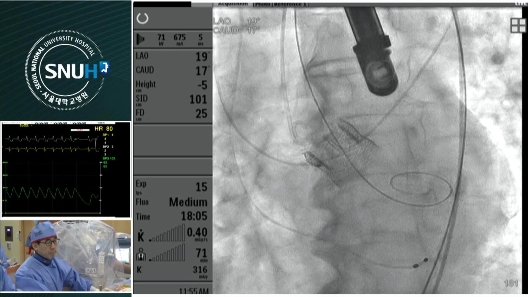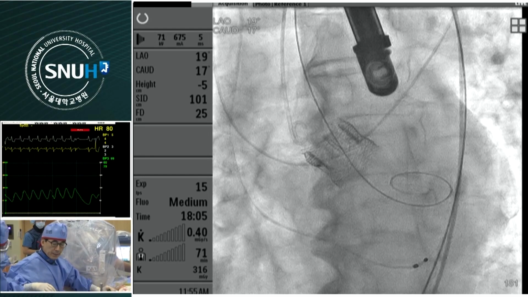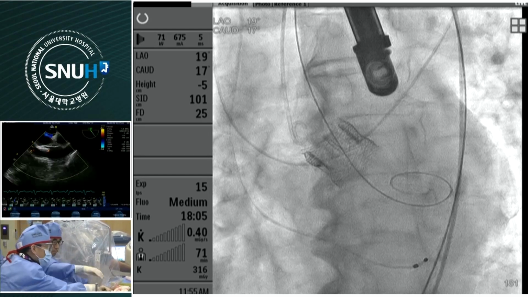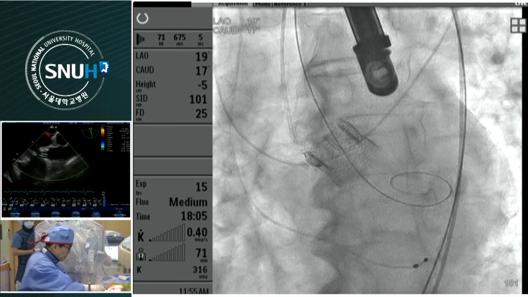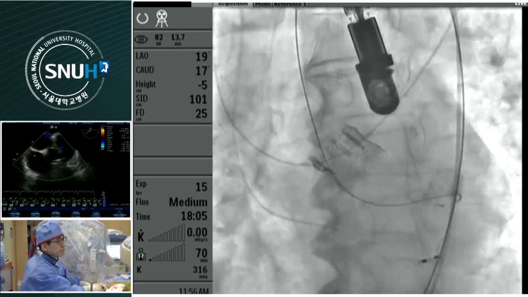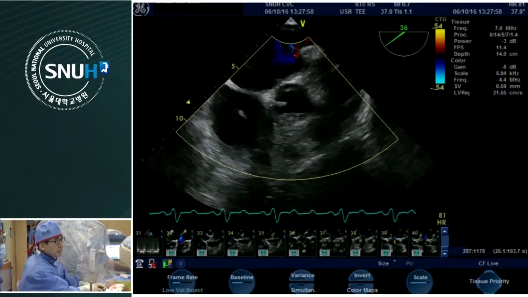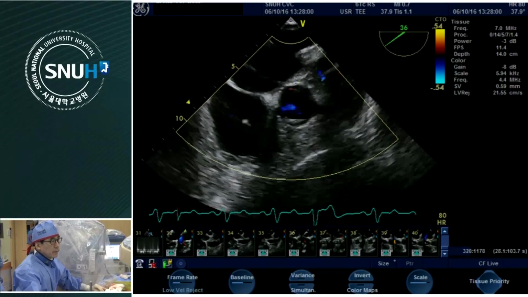How is the T? AV conduction is really good. I'm happy. It's barely visible. There's no regurgitation on the T. Shall we show the T? Please switch the screen to T. Please give us a long axis image of the T.